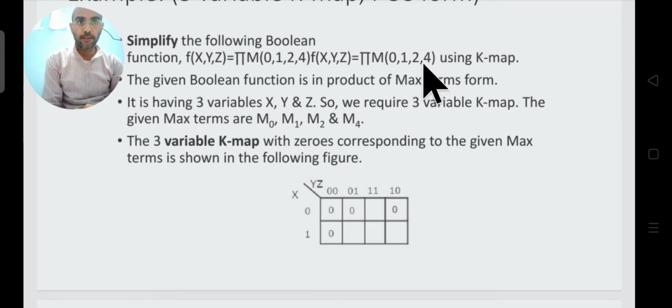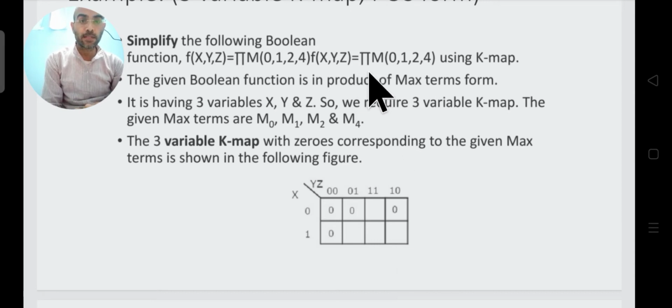So there are 5 terms basically: 0, 1, 2, 3 is missing, and 4 is there. So the variable is going up to 4. We have to consider the K-map up to 3 variables. If we choose the K-map of 3 variables, then we can draw it like this, the same as what we have done in the last question.